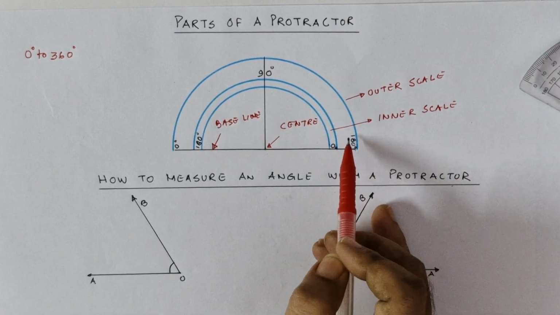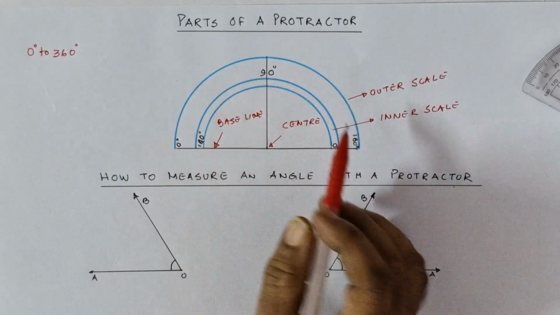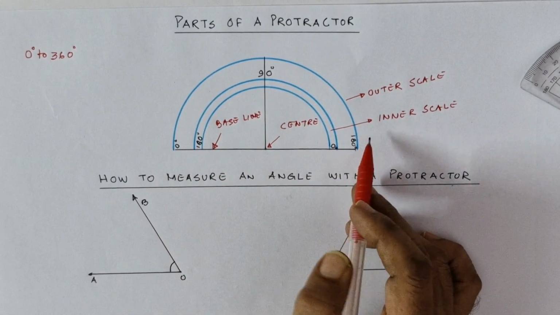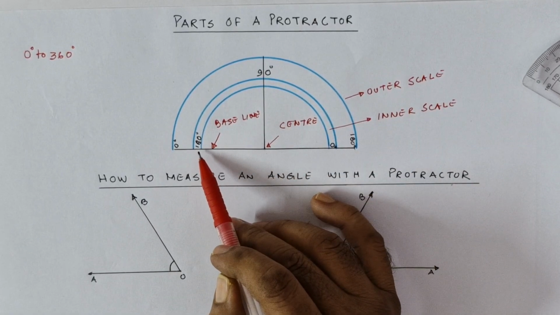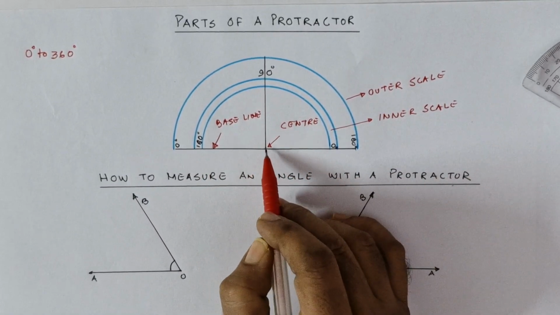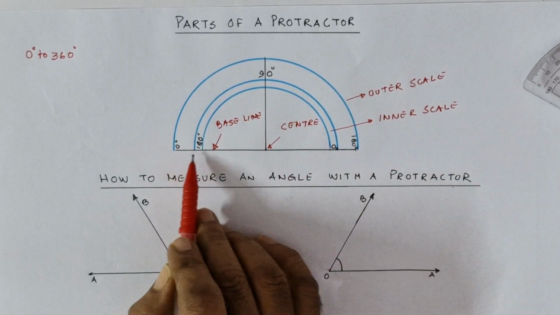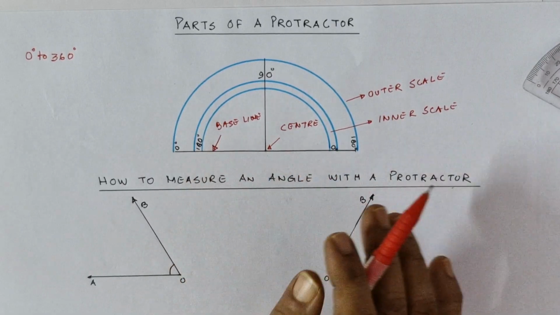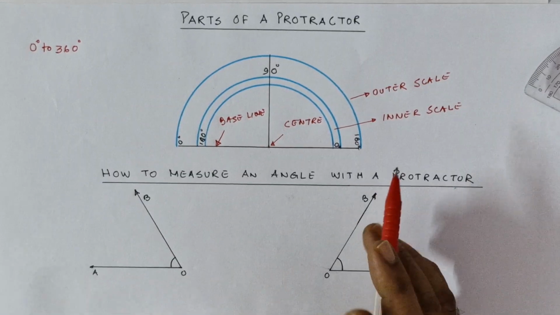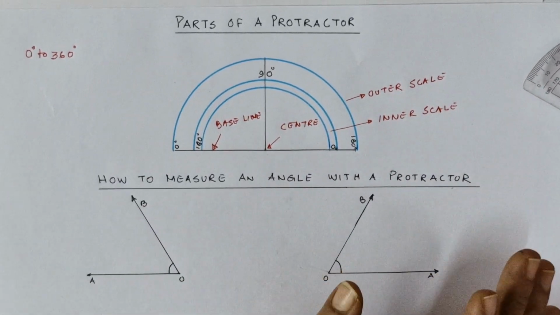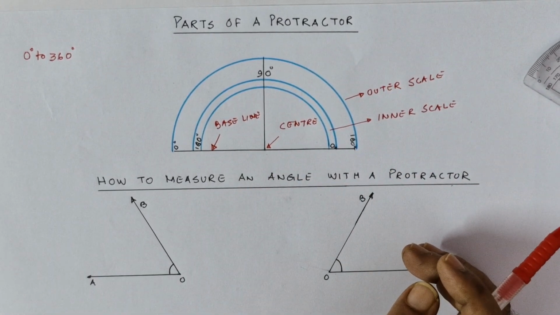Okay, so the outer circle starts from 0 degree on the left and turns to 180 degree on the right. Inner circle starts from 0 degree on the right and turns to 180 degree on the left. So the point at just the middle of the protractor is known as the center of the protractor, and the line joining the two zeros is known as the baseline. So these are the basic parts of the protractor. Obviously, an angle can be 0 to 360 degree, but with this protractor we can measure 0 to 180 degree.